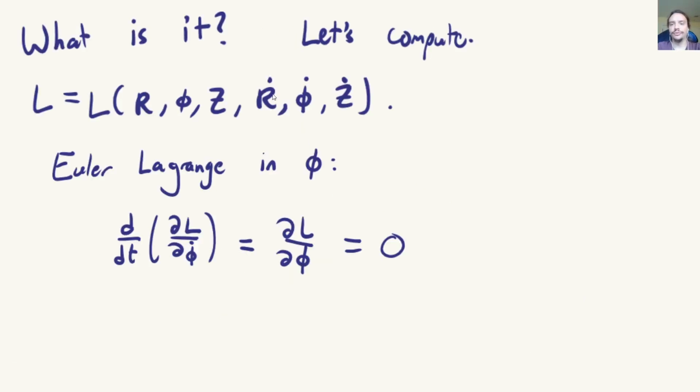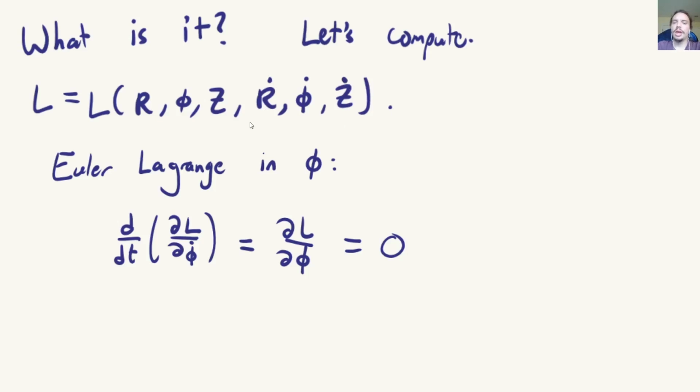Okay, so first things first, let's write our Lagrangian in cylindrical coordinates. We have r, phi, and z, and then we also have these variables r dot, phi dot, and z dot. These are not derivatives, they're just the names I'm giving to the variables for the components of the velocity vector.